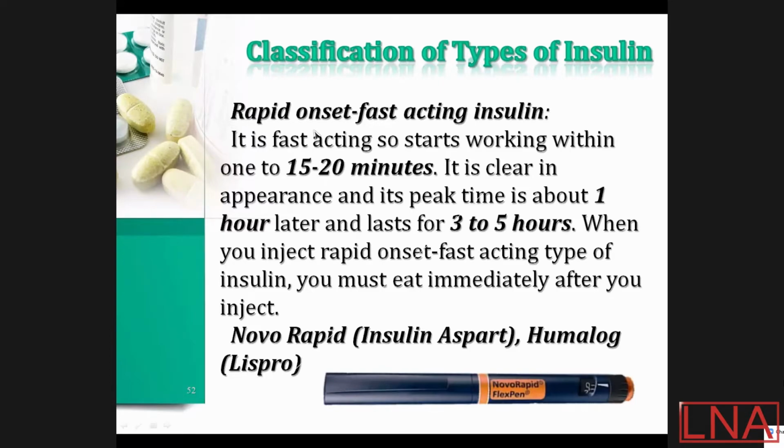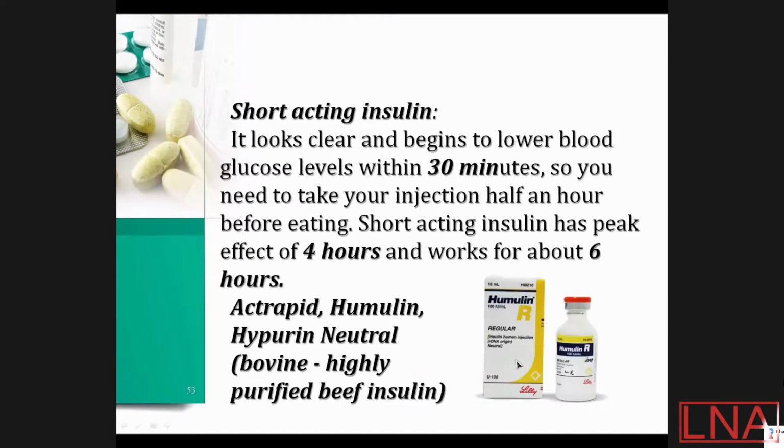Rapid onset or rapid-acting insulins are the fastest drugs, and they start working in about 15 minutes, and peak time is about 1 hour, and duration of action is from 3 to 5 hours. Novorapid or insulin aspart, Humalog, Lispro are examples of rapid-acting insulins. And it's better to use special insulin pens. It's easy to take an injection.